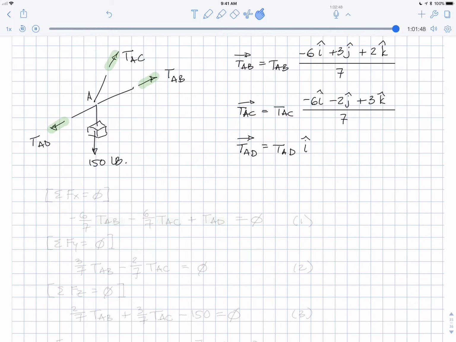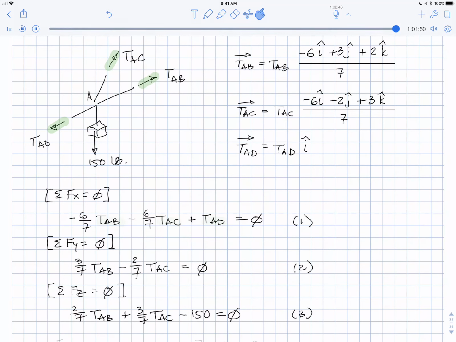Here are the 3 equations. Sum Fx equals 0, sum Fy equals 0, and sum Fz equals 0. There are 3 unknowns, TAB, TAC, TAD. All that's left is to roll up our sleeves and solve this. Again, I'm going to use my calculator and matrix form to do this. I'll be right back.